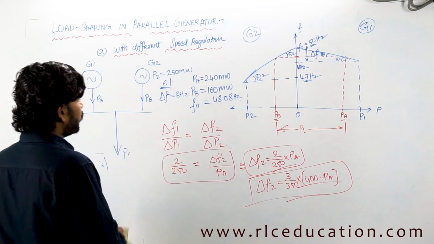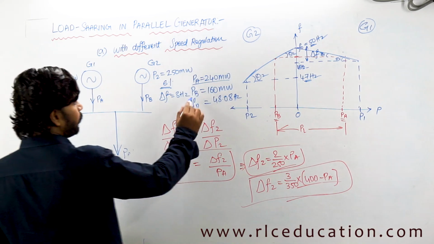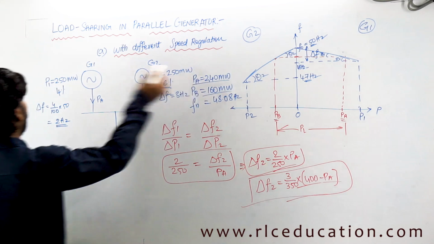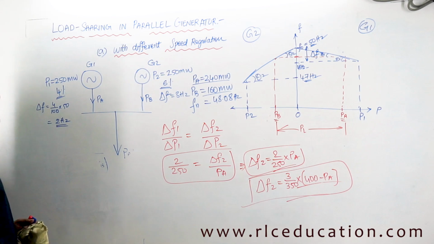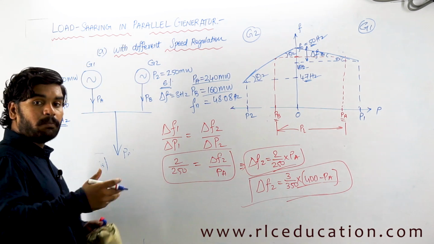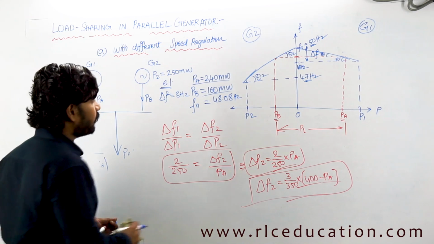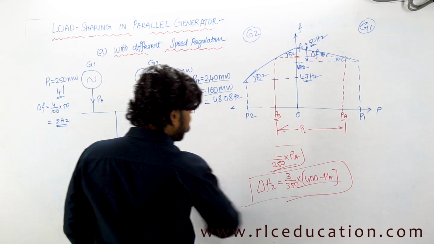Now you see, what is the load shared by generator A? 240 megawatts. Load shared by generator B is 160 megawatts. What is the regulation of generator 1? 4%. For this one it is 6%. What did you observe? The generator having more regulation is sharing less amount of load. Generator with more regulation will share less amount of load. So that is the fact.